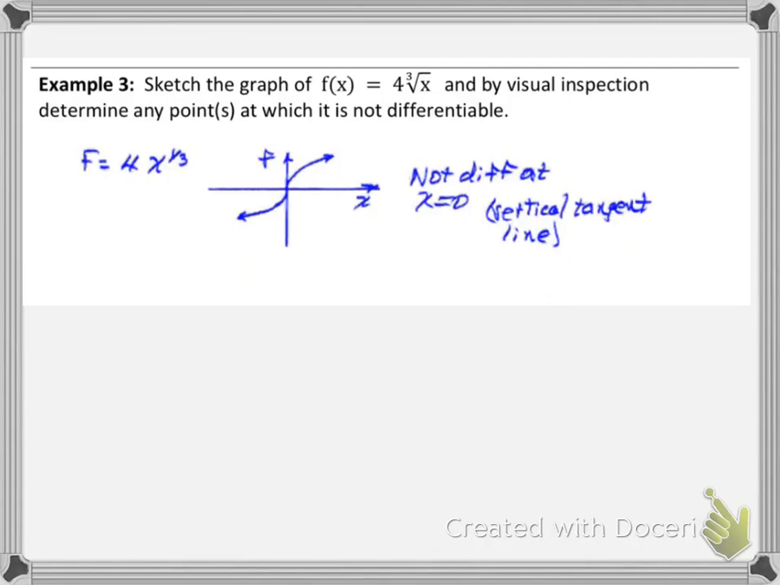So here's the sketch of the graph, and notice by visual inspection, where would it not be differentiable? Well, when x equals 0. Do we see the vertical tangent that's right in this area? Okay? So it's not differentiable at this value of x. Alright? So I hope this is pretty understandable, and you should be able to complete the attached assignment that goes along with your notes. We'll take a look at one more example in just a minute.